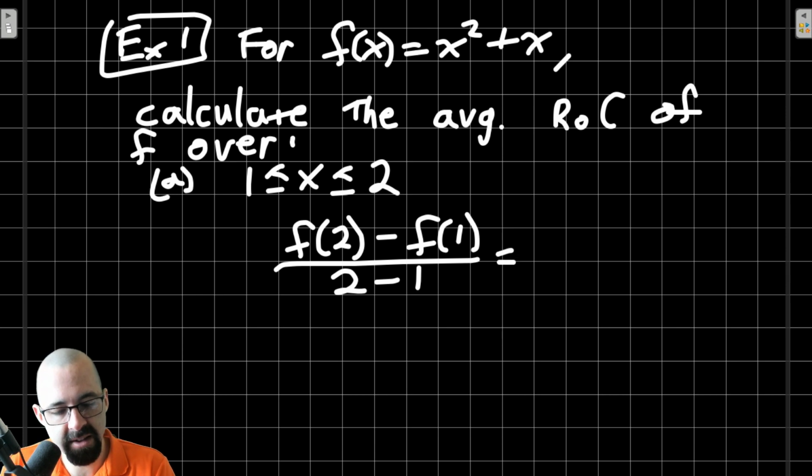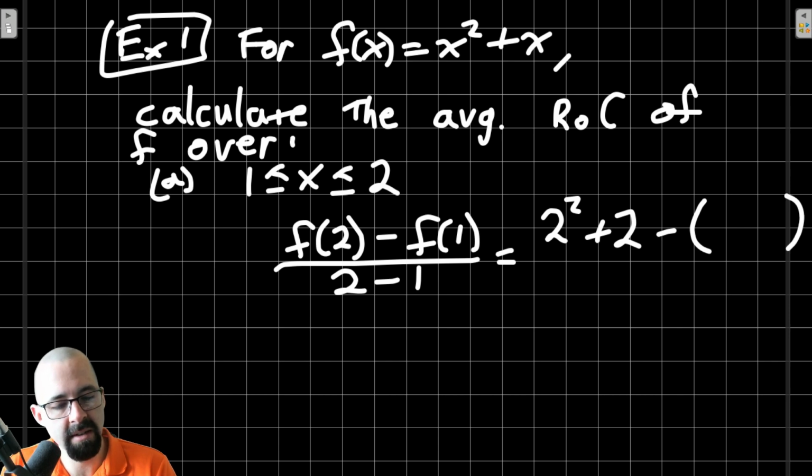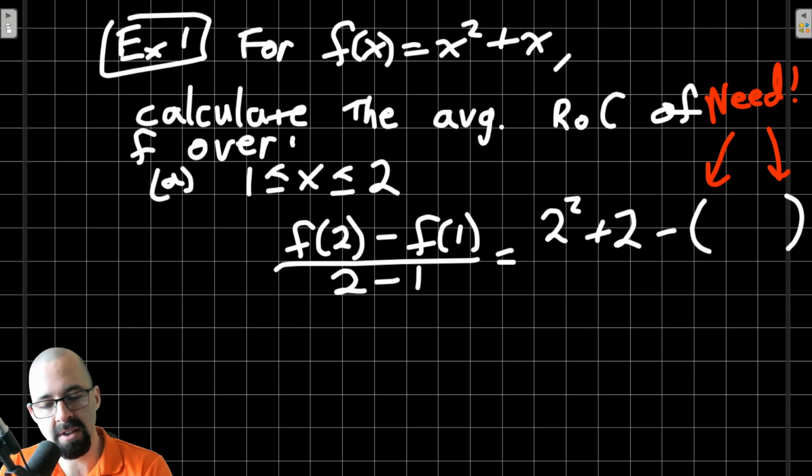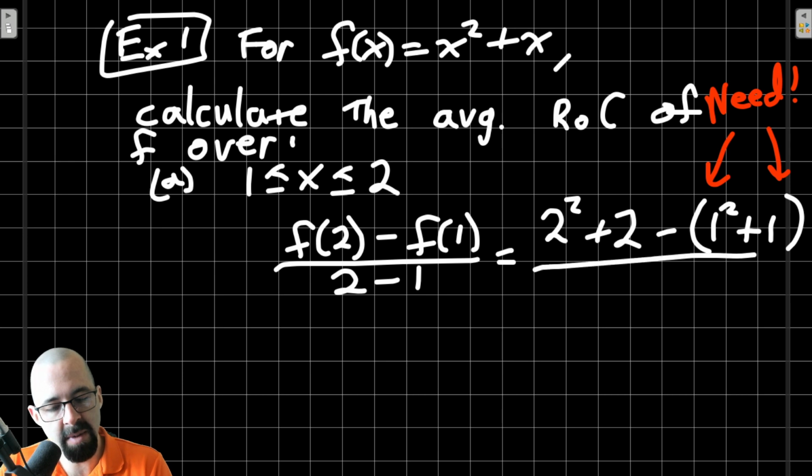Anyway, so now we just plug things in. So f of 2 is what happens when we plug in 2 into here. We plug in 2, we're going to get 2 squared plus 2 minus f of 1. What happens when we plug in 1? Now be very, very careful to include these. I love parentheses. We need these. Otherwise, you're going to get the wrong answer. Or you can go off to the side and find f of 2 and f of 1 on the side, and then that would work as well. So we're at 1 squared plus 1, all divided by 2 minus 1.